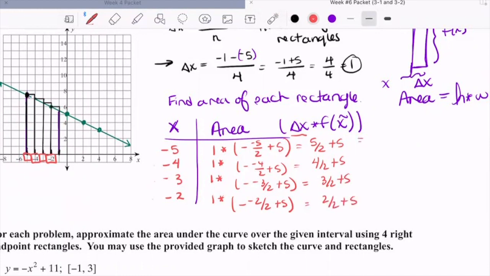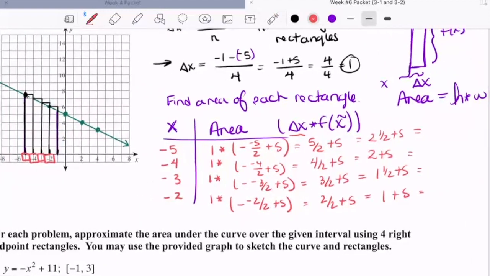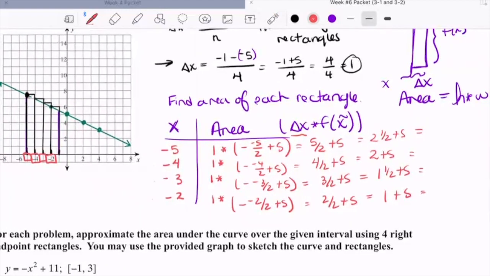So we can simplify here. 5 over 2 is just 2.5 plus 5. 4 over 2 is just 2. So we get 2 plus 5. 3 over 2 is 1.5 plus 5. 2 over 2 is just 1. So we get 1 plus 5. And then combining these final sums, the first rectangle will have an area of 5 plus 2.5, which is 7.5. 5 plus just 2 is 7. 5 plus 1.5 is 6.5. And then 5 plus 1 is 6.